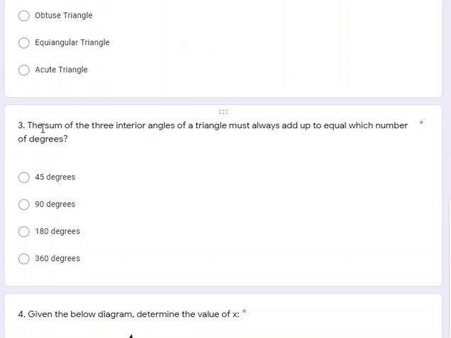Question 3. The sum of the three interior angles of a triangle must always add up to equal which number of degrees? Is it 45 degrees, 90 degrees, 180 degrees, or 360 degrees?